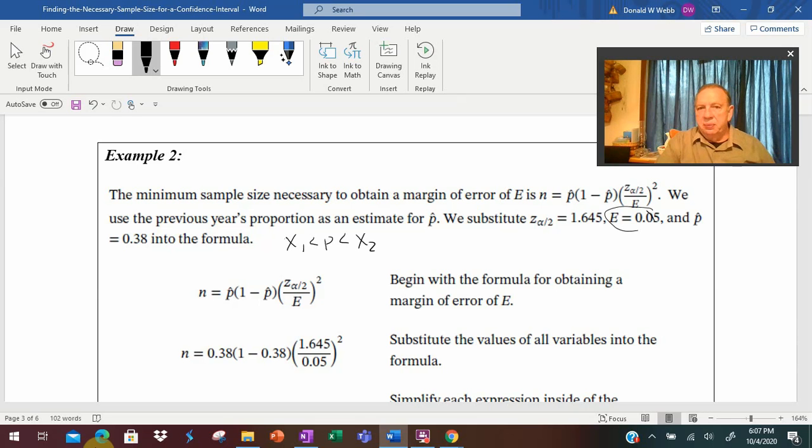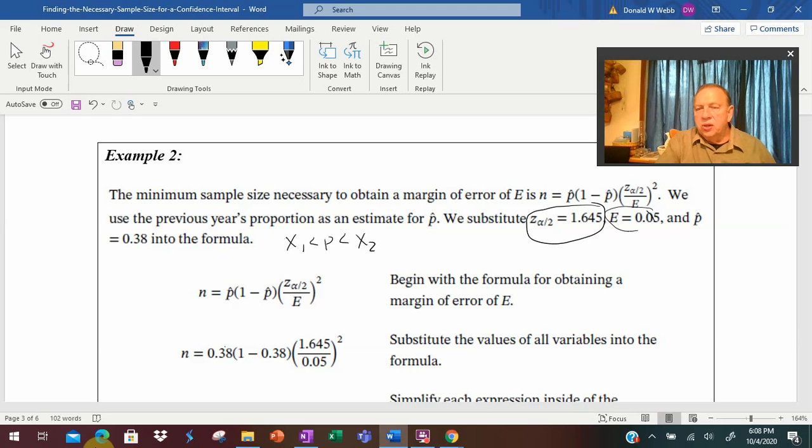So what size sample do I need? Again, I'm going to use a previous year's version, 0.38, and if I didn't have that, this would be 0.5, 1 minus 0.5, which would be 0.5 again. But here we got 0.38 from the previous year, 1 minus 0.38. My critical value, I'm given this, the 1.645. And again, later in class, we're going to work on how to go forward with that from a confidence level.